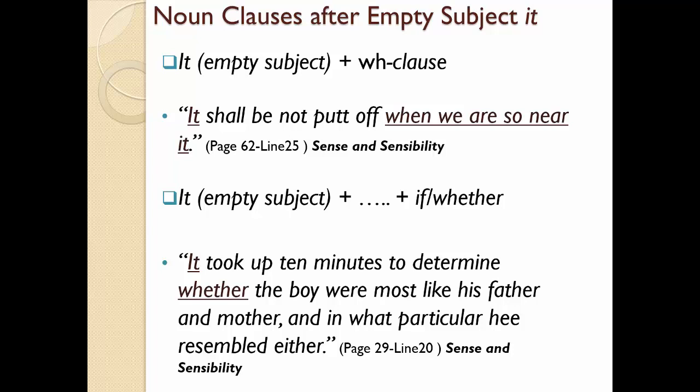Another example: and it seemed as if her tears were even then restrained with difficulty. You see here, "it" is the subject of the sentence, and afterwards comes "if".